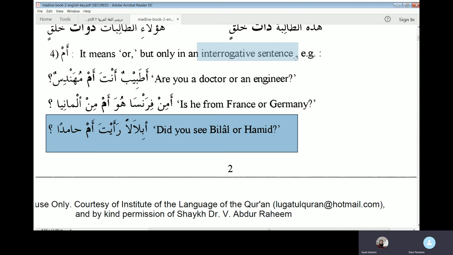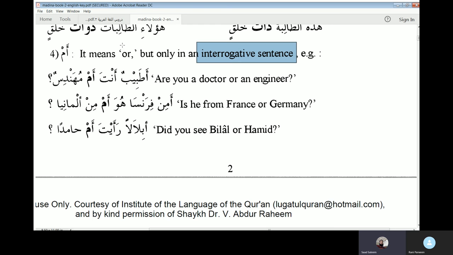Okay. Here you learn that in interrogative sentences we use "am" for the word or. But what do we use in simple sentences for the word or? No, in simple sentences we don't use "am". This is only for interrogative sentences. For positive sentences we use "aw". Okay. And what is the Hindi of or? Or. Nahi. Or means ya.